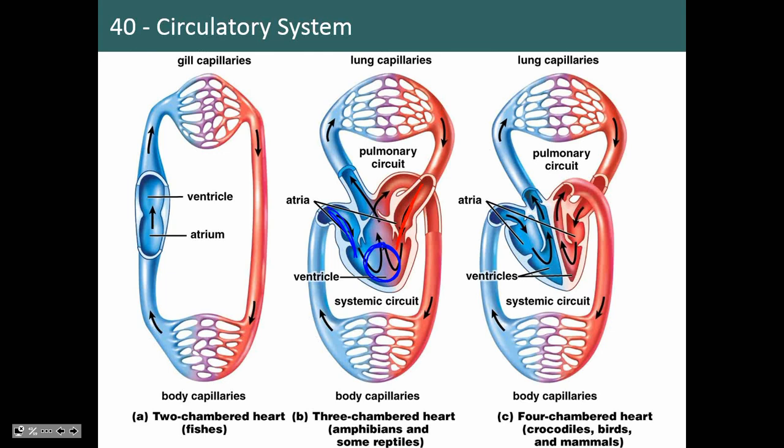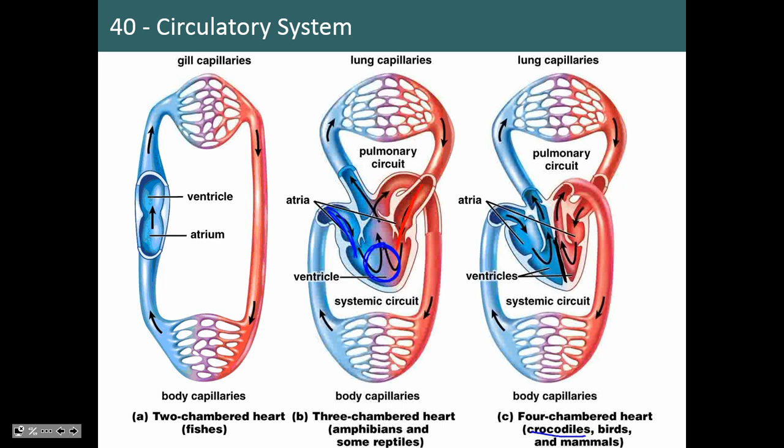And then by the time we get up to birds and mammals, as well as crocodiles, which are still reptiles, we have a four-chambered heart. We have a complete separation here of oxygenated blood and deoxygenated blood. And so as our oxygen demand increases, so does the efficiency of the circulatory system.